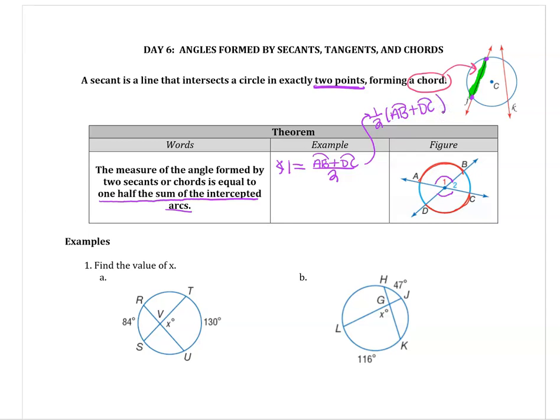Now, the reason I personally write it as AB plus DC divided by 2 is because I think of it as the average. When I have these 2 intersecting secants, these angles are equal to the average of the intercepted arcs. Now, let's say you wanted to find the measure of angle 2, and technically its vertical angle. The intercepted arcs would be BC and AD. So angle 2 would be AD plus BC divided by 2.